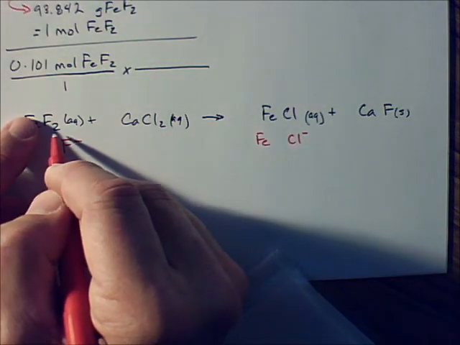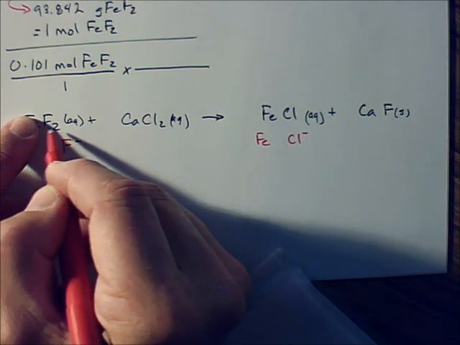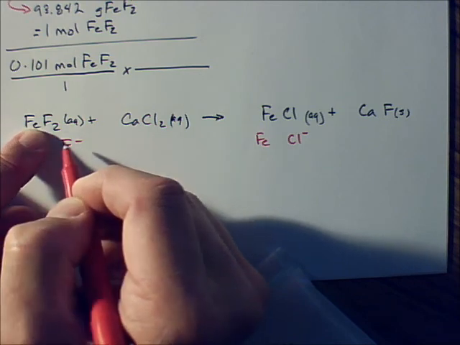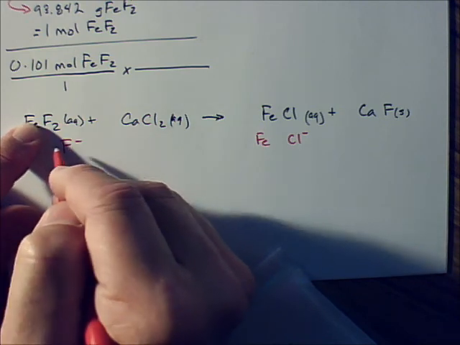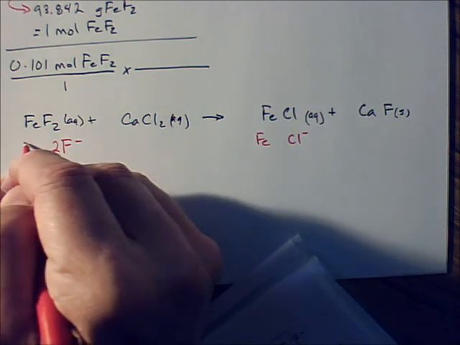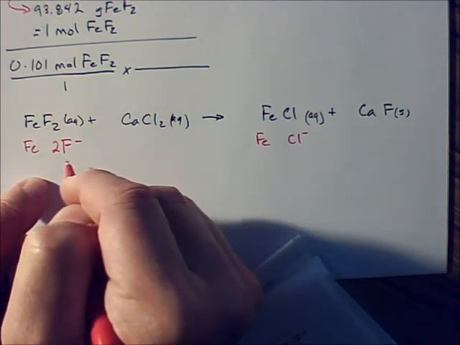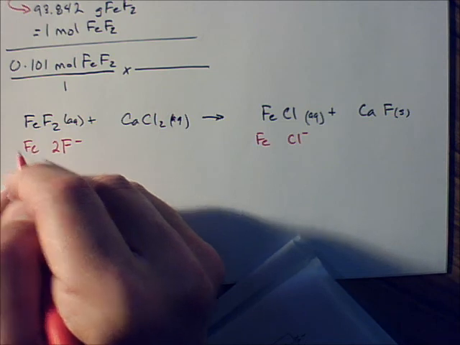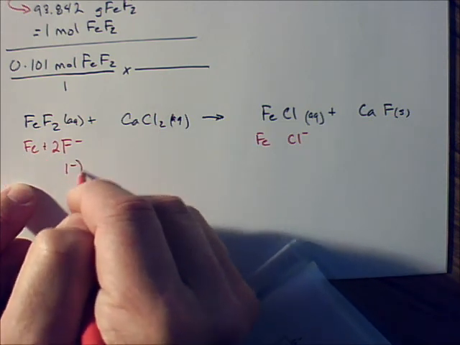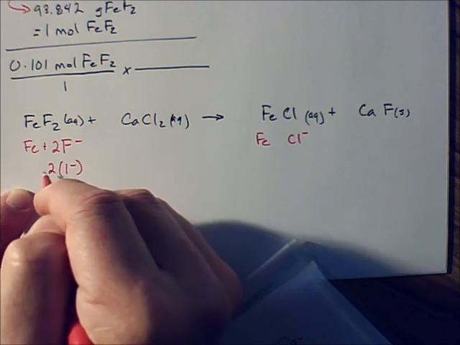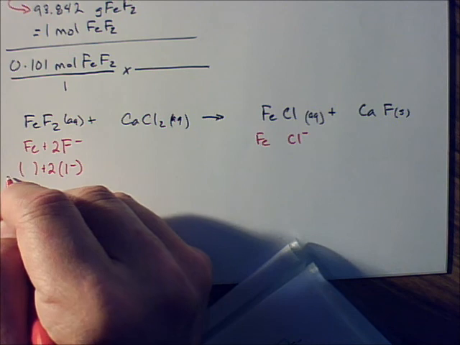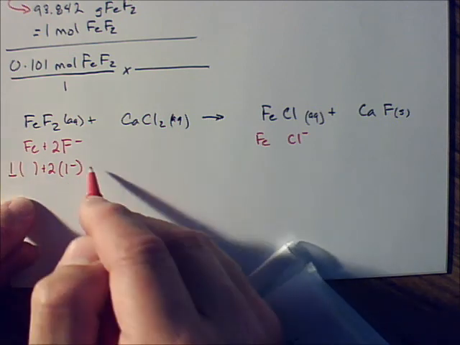When I break it apart, this 2 means both these fluorines are bonded together and with this iron. When I break it apart, we don't have them bonded together, so now we have 2 fluorides and 1 iron. Since I only have 1 iron and 2 fluorines, I have a 1 negative charge that I multiply by 2, and I add it to some charge that I don't know yet when I have a 1 here.